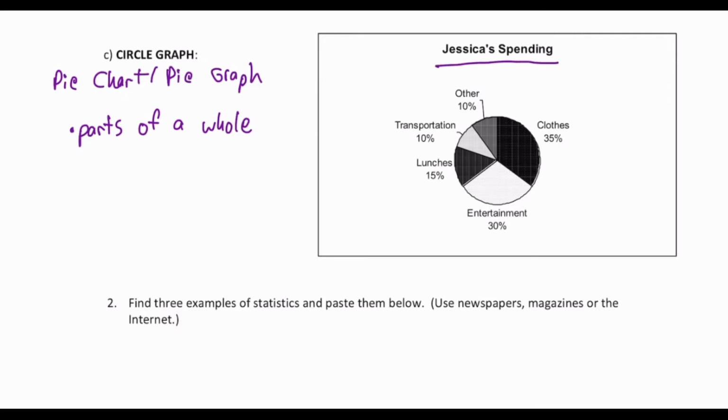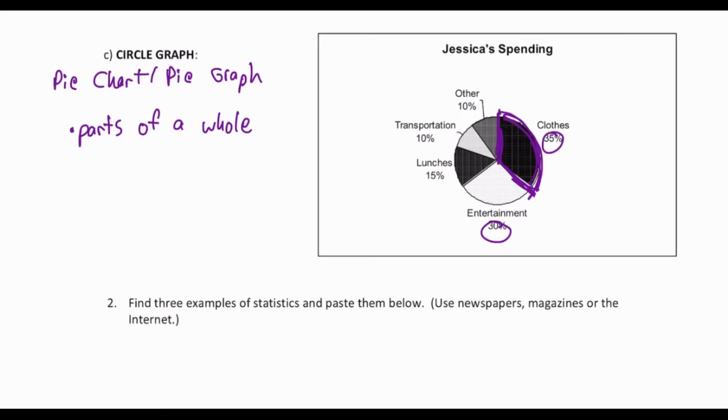Jessica's spending, this is like her budget. Out of all the money that she has, or all the money that she spends, how much is spent on each category? And so we can see here that each slice is proportional to the percentage it represents. So the most amount of money she spends is on clothes, 35%. And so this slice of this pie goes 35% of the way around the pie. And we can convert and find out how many degrees that is, but we'll talk about that later.